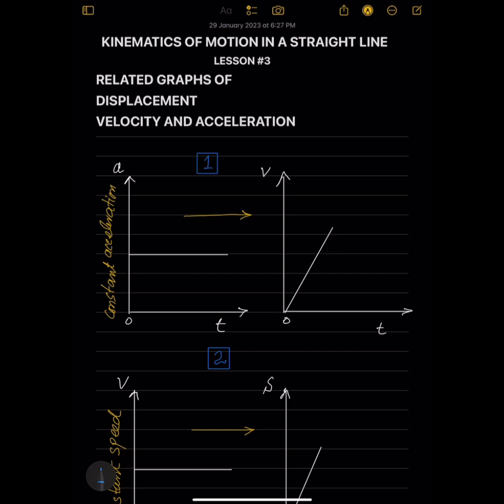Look at this first set of graphs. On the left hand side, the graph between acceleration and time is a horizontal line, which shows constant acceleration. Suppose this is 2. This means that acceleration is constant. The related graph of velocity time will be an inclined line.